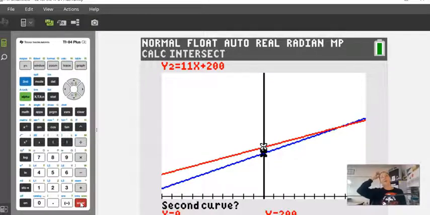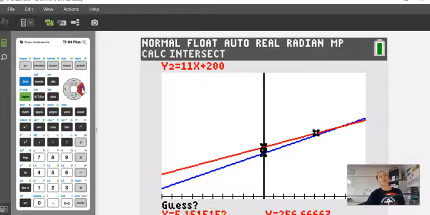Now it's going to be blinking on the second line. Is that the second line? Click enter. Now it's guessing where they intersect. You're going to use your arrows and kind of just guess. It doesn't really matter. I'm just going to guess that they intersect about right there. So just move your cursor to where they cross. Hit enter.